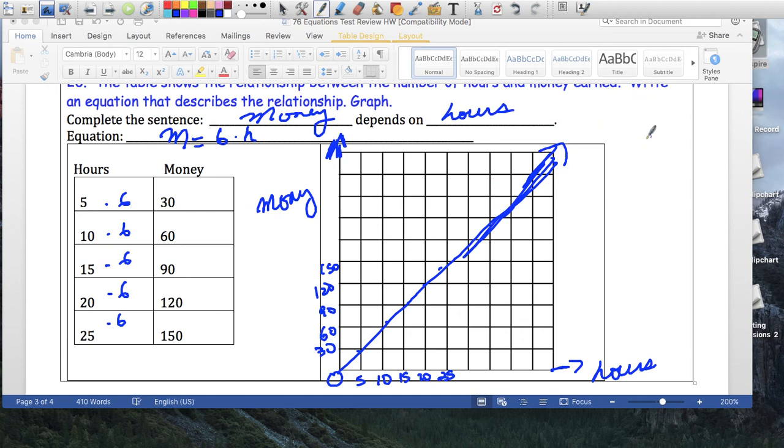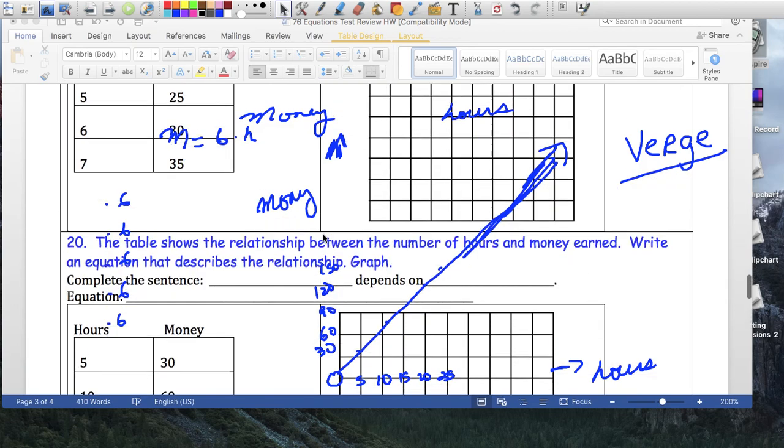Okay, and this is your bonus word. Don't ask me. Verge. Okay. Label. And that's it. Okay. I don't think it's a difficult test. It should be pretty straightforward. Okay.